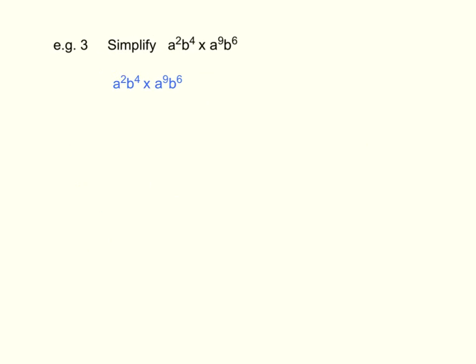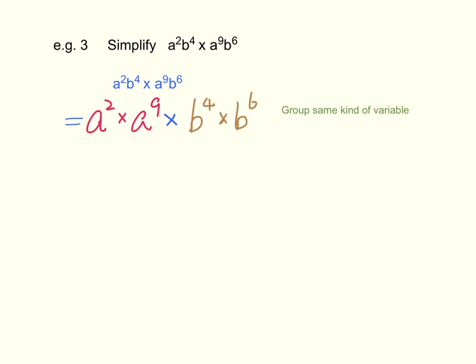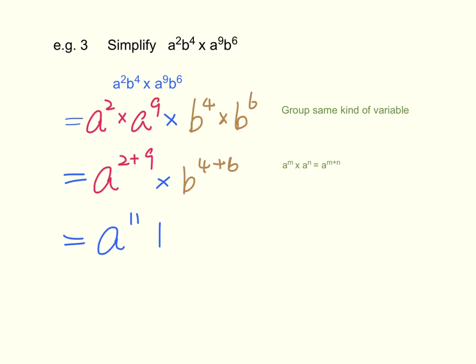You can see there are 2 kinds of variables, which are a and b. So the first step, we have to group the same kind of variable together. Like this, and then apply this law to a and b separately, like this, 2 plus 9 and 4 plus 6. So finally, the answer is a to the power 11, b to the power 10.